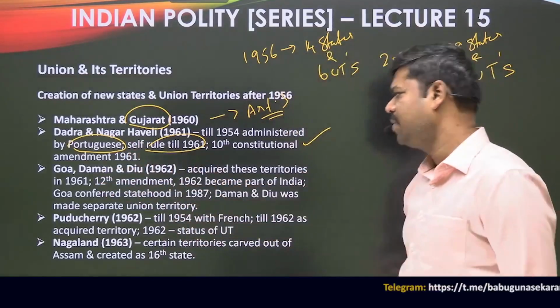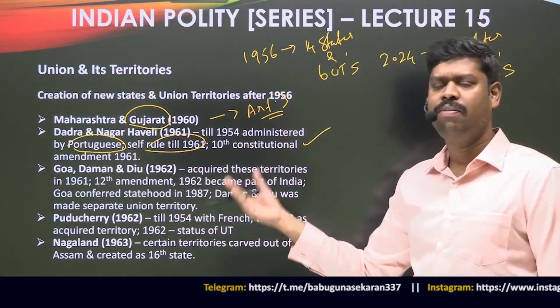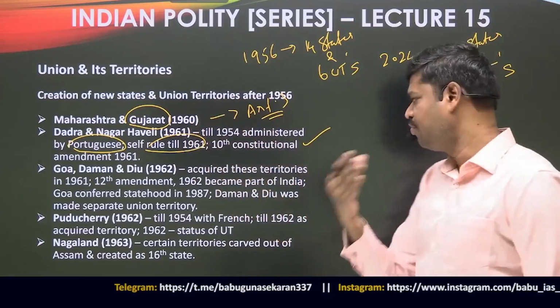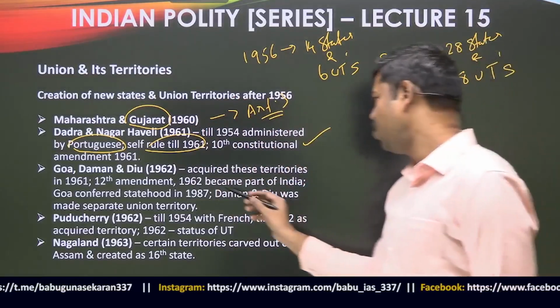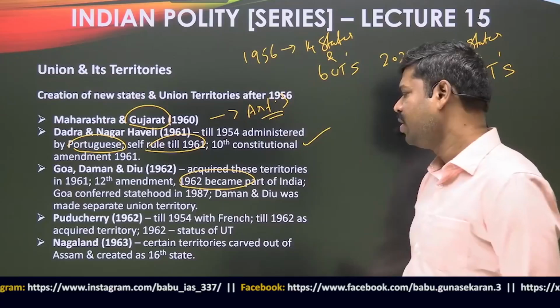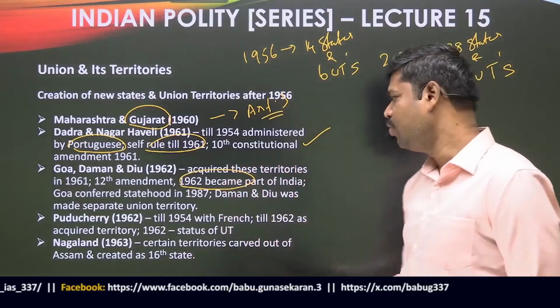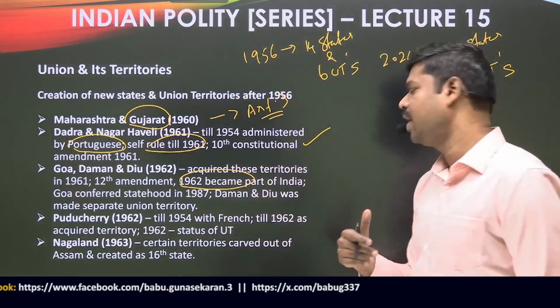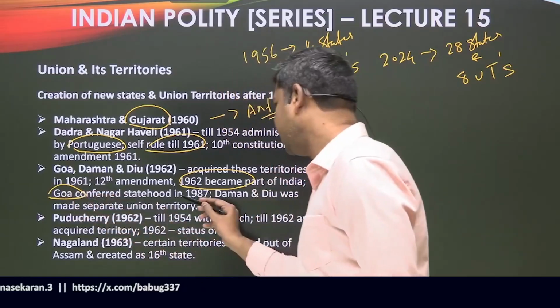All these things have happened in 1962. So all these things were basically acquired. So Goa, Daman and Diu. All these were under the control of the Portuguese. And then later these became part of India only in 1962. But they continued to be a union territory. In fact, even Goa continued to be a union territory, although it became part of India in 1962. But later Goa was conferred statehood in 1987.